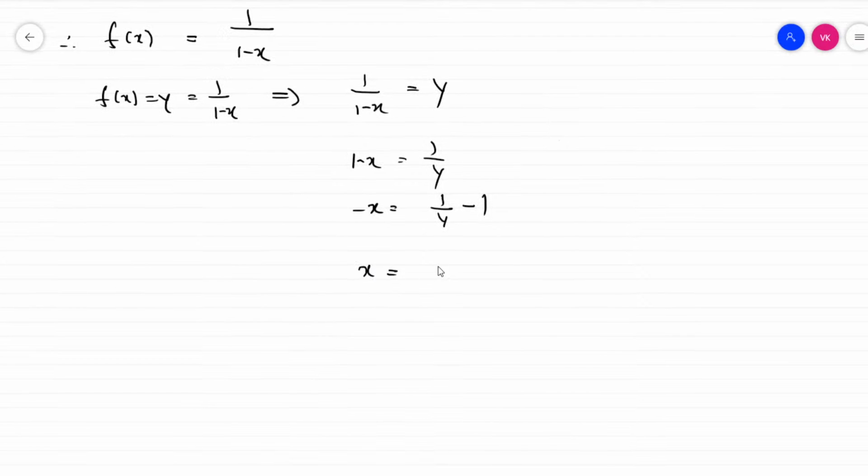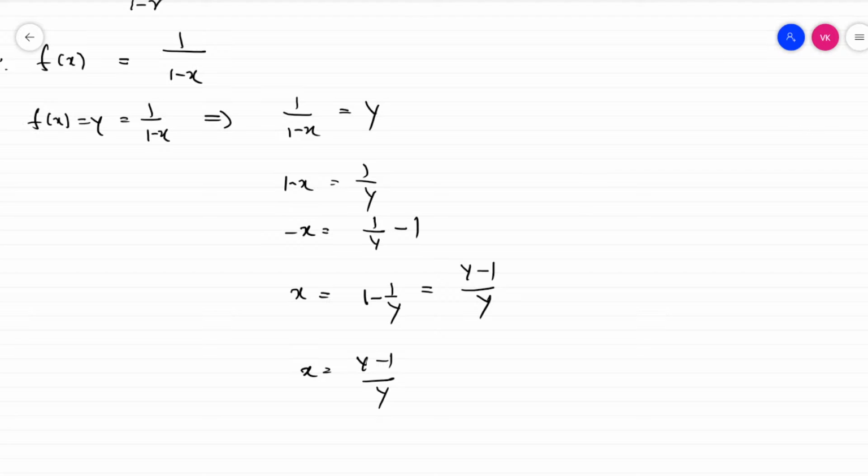We will get x is equal to 1 minus 1 by y. Okay, 1 minus 1 by y. While applying LCM, we can write it as y minus 1 by y. That means x is equal to y minus 1 by y. Okay, let's go for that. Now go for this solution.